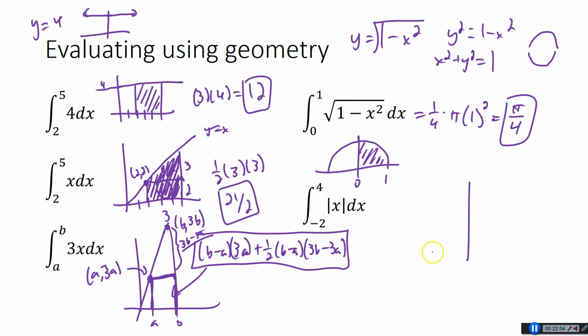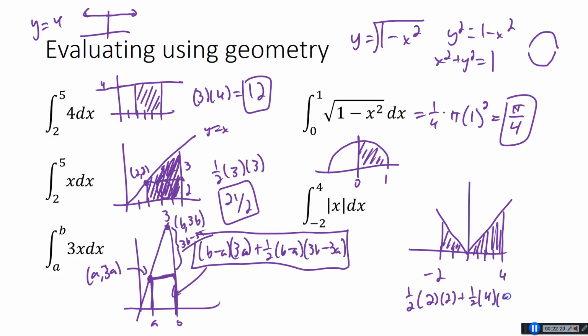Next up, we got absolute value of x. Looks like this. -2 right there to 1, 2, 3, 4 right there. So we have two triangles here that we have to add together. So this triangle over here, 1/2 times base times height. So 1/2 times 2 times 2 plus 1/2 times 4 times 4. Half of 4 is 2. Half of 16 is 8. That is 10. Awesome. So evaluating using geometry, really not bad at all.